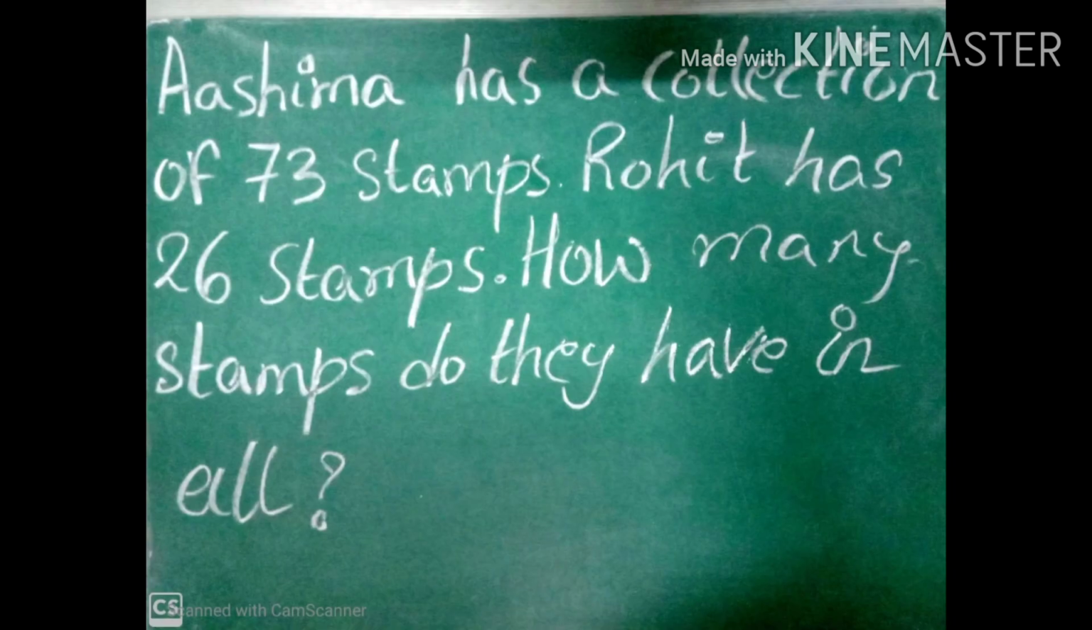Let's see the second sum. Ashima has a collection of 73 stamps. Rohit has 26 stamps. How many stamps do they have in all?